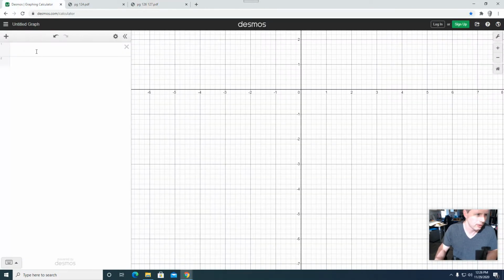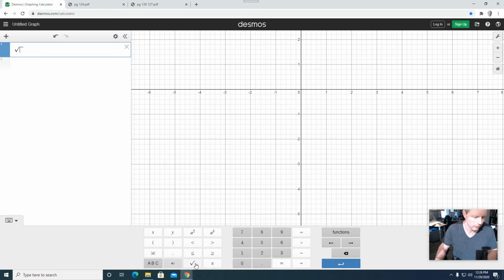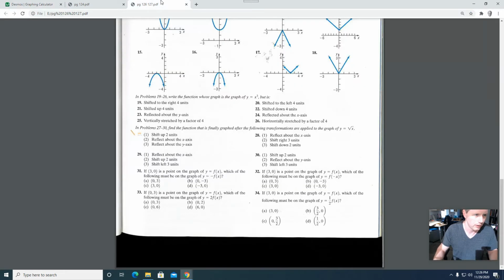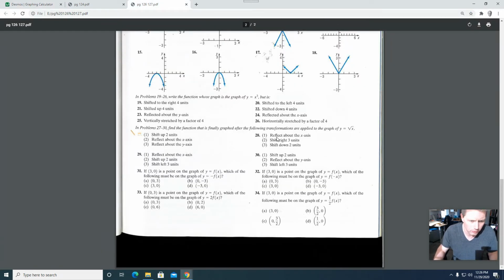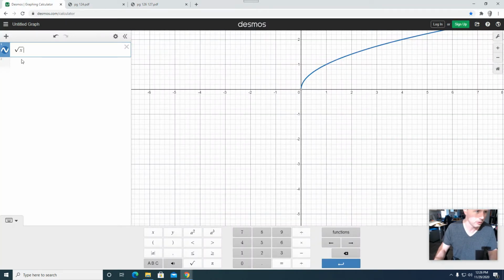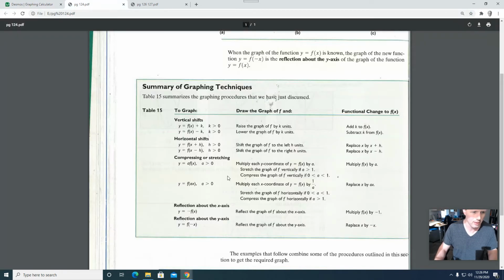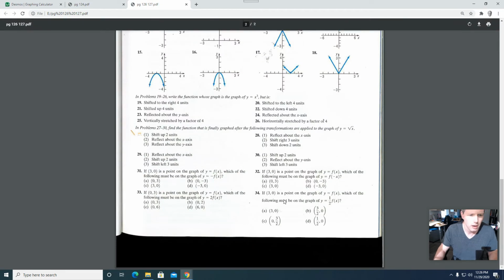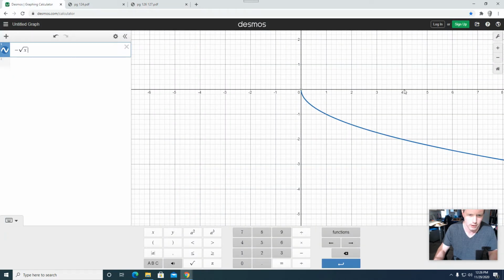Again, we're starting with the square root of x, just that one right there. And we're asked to perform these three transformations. Reflect across the x-axis. Okay, to reflect across the x-axis, I'm going to take the negative of this. So take a negative, that reflects it across the x-axis. That's that rule right there. Then I want to shift the function to the right 3 units. So I want to shift the function this way 3 units.